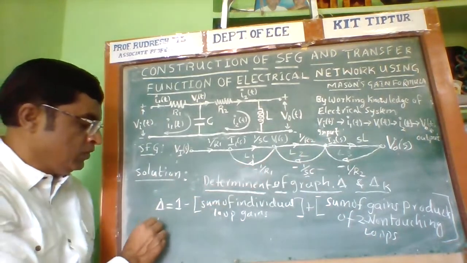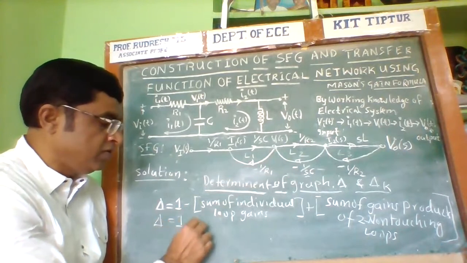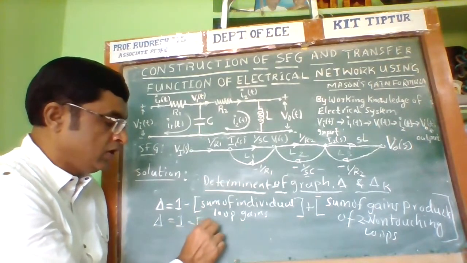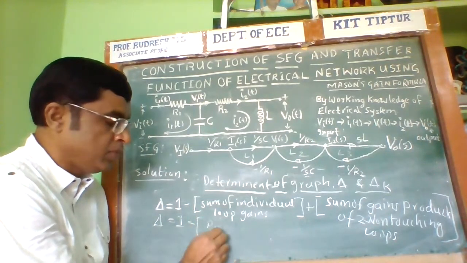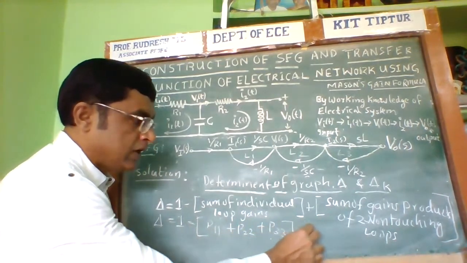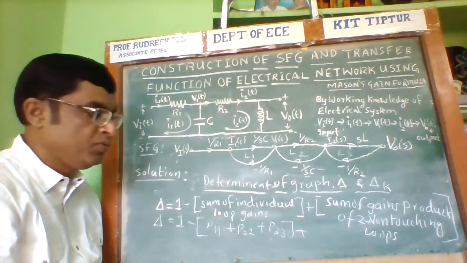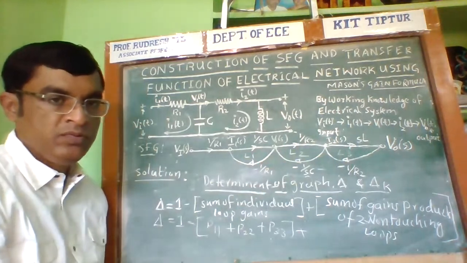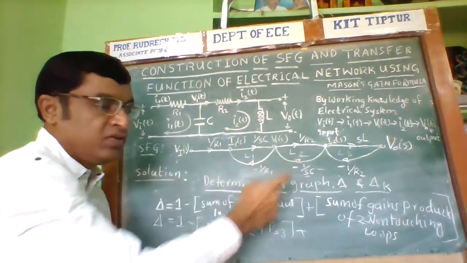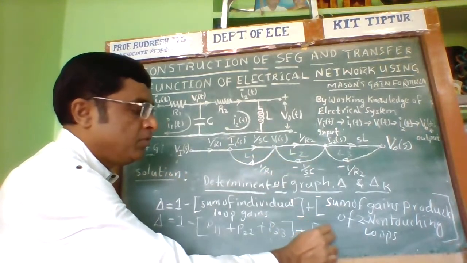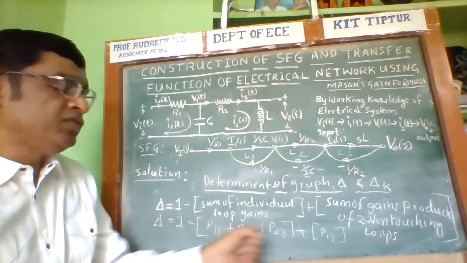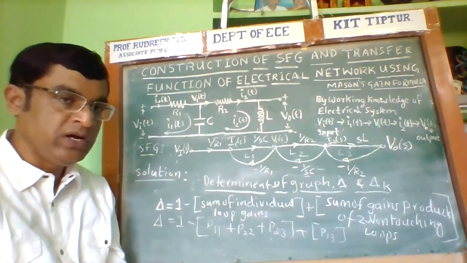We have calculated the individual loop gains, and we need to sum all the loop gains. There are three loops, so the loop gains are P11 plus P22 plus P33. Also, we have calculated the gain product of two non-touching loops. L1 and L3 is a non-touching loop combination, so we use the gain product already calculated in previous steps, indicated by P13, the gain product of L1 and L3. Now after substituting, we will get the delta value.